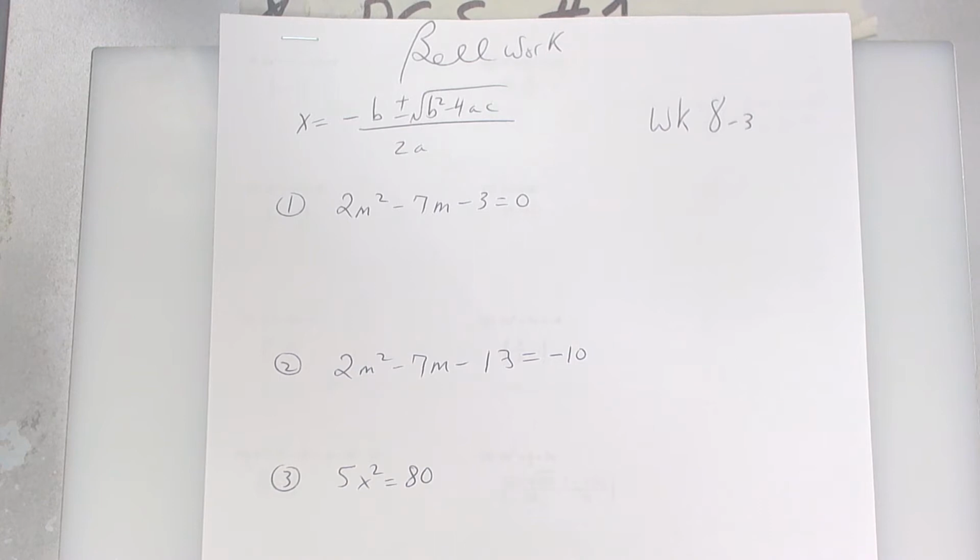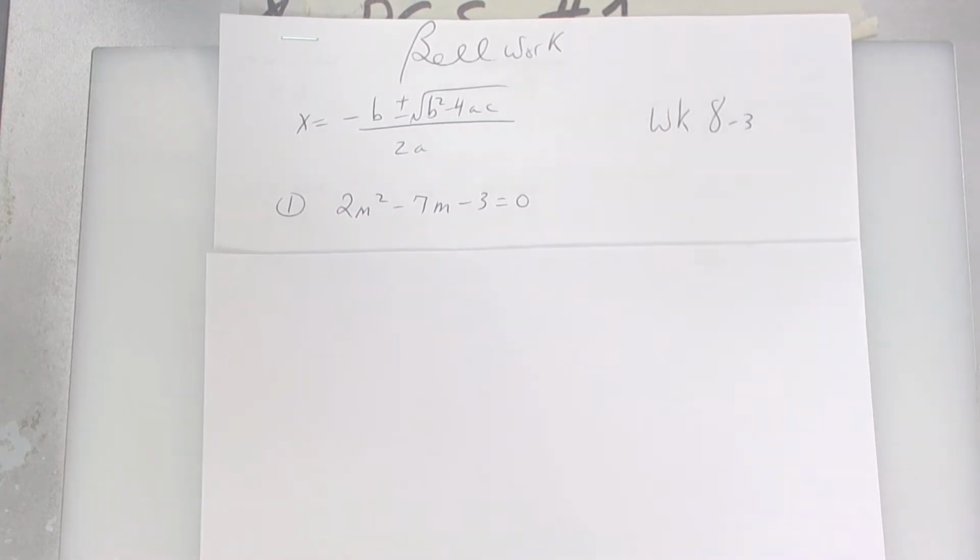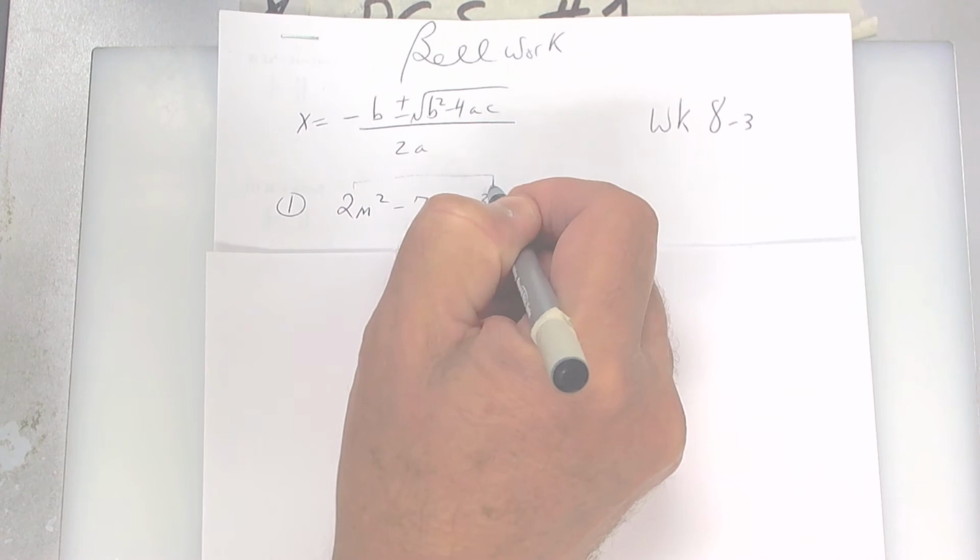Let's take a look at the bell work here. Now, we did the quadratic formula Friday, and we're going to continue it today. So look up here. Now, you could try to factor this and then set your factors equal to 0. But we're going to use the quadratic equation because, quite frankly, it might not factor. In fact, I don't think it does, because 2 times 3 is 6.